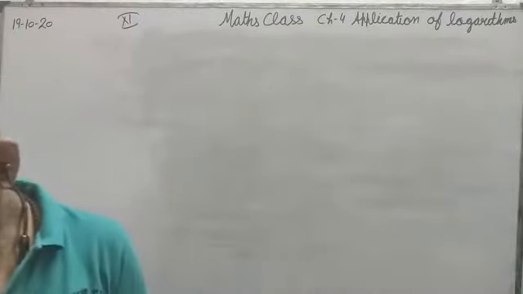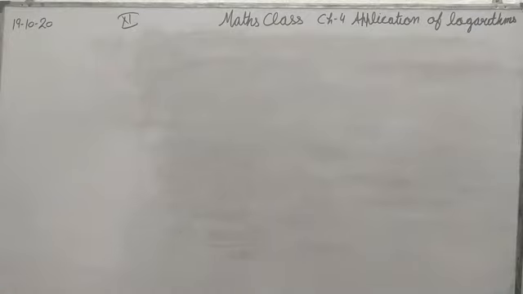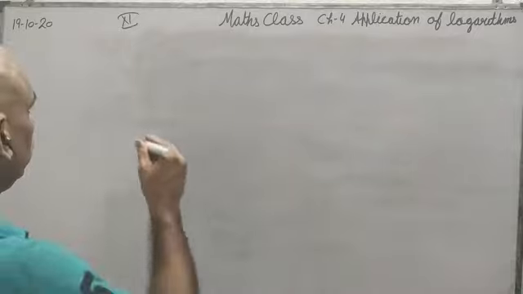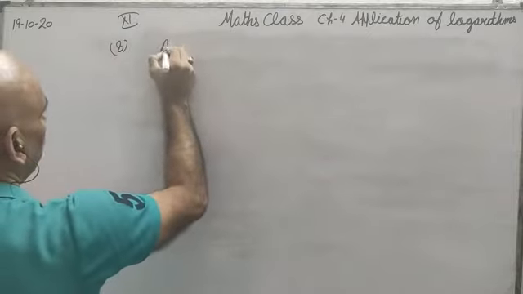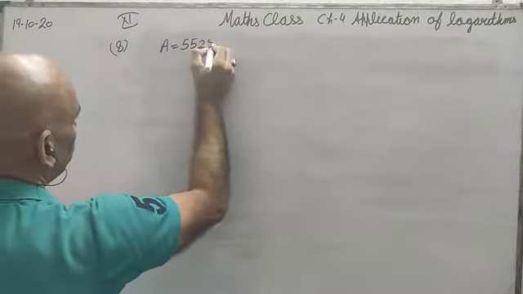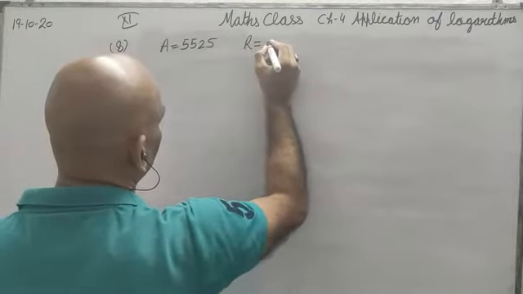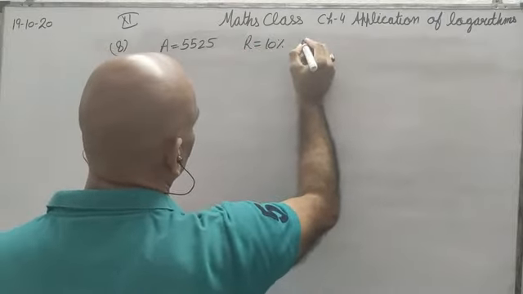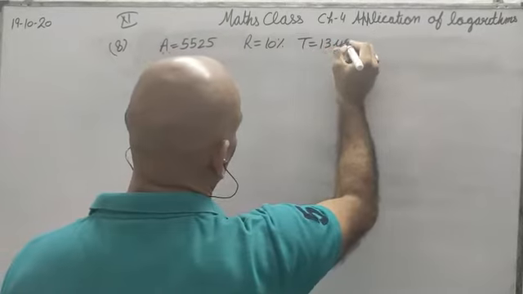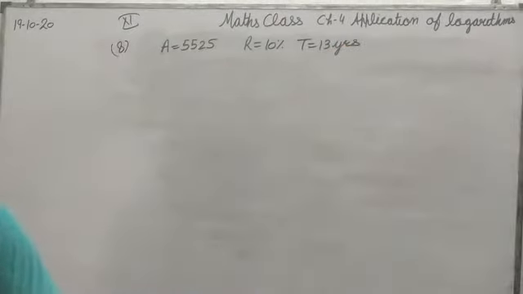First of all was the second type, on finding the principal when compound interest and amount are given. Amount is given and he is asking you to calculate the principal. Question number 8 I am doing for you. What sum will amount to 5525 at 10% per annum compound yearly for 13 years? Amount is 5525. Rate is 10%. Time is 13 years.